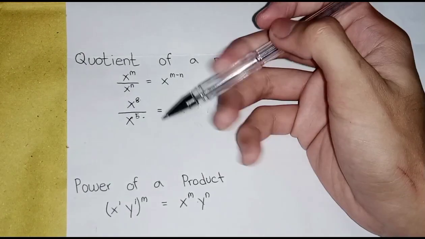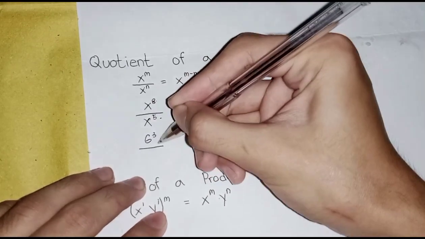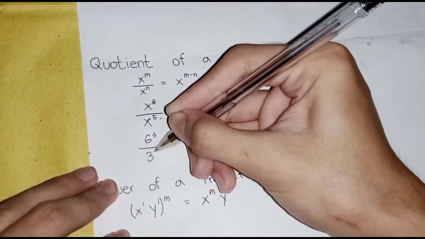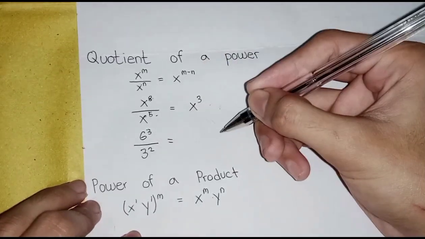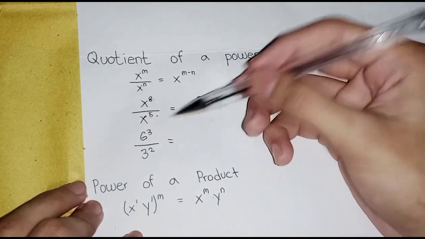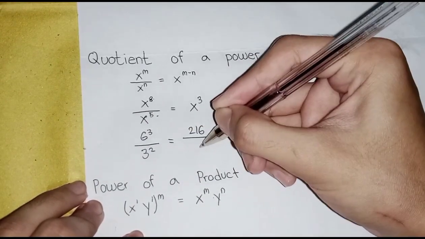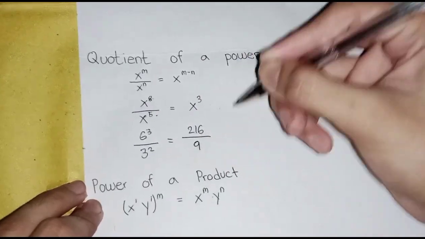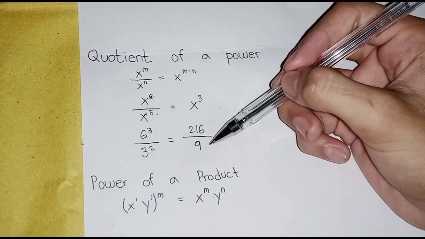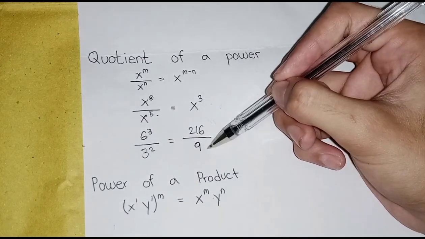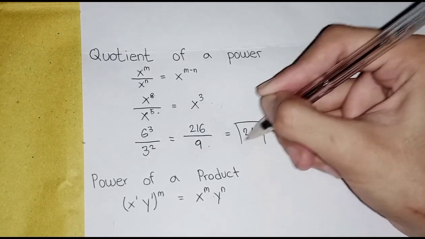Example naman tayo sa numbers. 6 raised to 3 over 3 raised to 2. So, 6 cube is equal to 216. And 3 raised to 2 is 9. Next, idivide mo lang ang 216 divided by 9. That is 24.